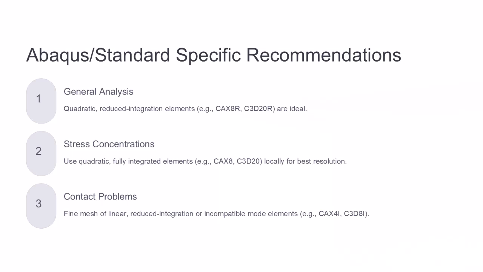Abaqus provides element recommendations in the documentation. For example, it points to a specific reduced integration solid for bending, and to hybrid options for incompressible response. In this tutorial, I'll follow those recommendations and show you practical examples so you can confidently pick the right element family in your own model.